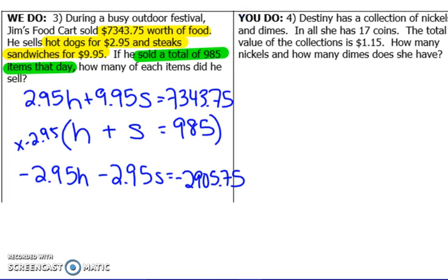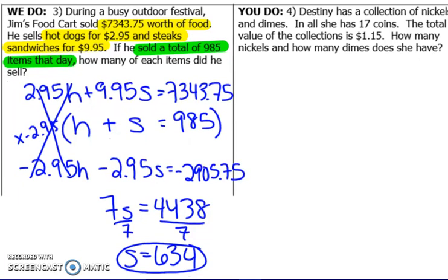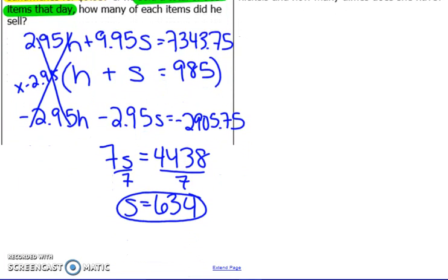Now my h's cancel, and I'm left with 7s is equal to 4,438. I'm going to divide both sides by 7, and in total, he sold 634 steak sandwiches. The important thing here is you have to keep in mind we can't get a decimal for this. You can't get 0.5 or half of a steak sandwich.